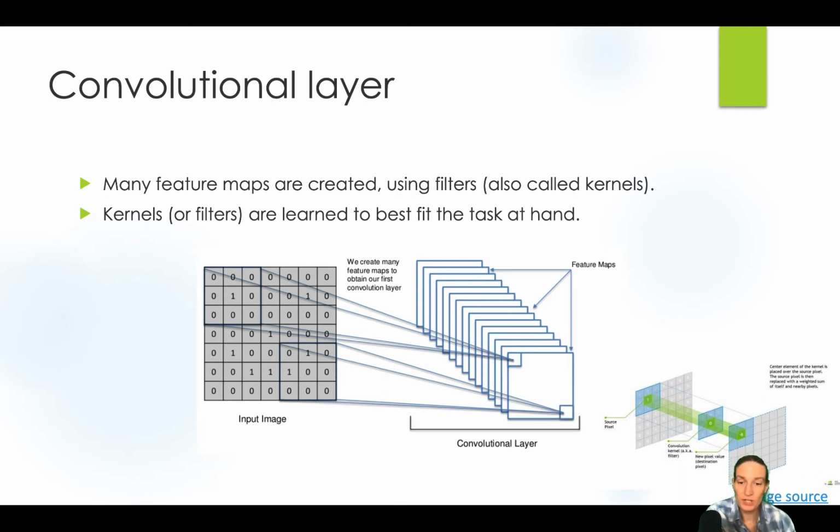Alright, so we start from a black and white image, just as an example. We take one channel here, and we go over a convolutional layer. So we'll have one input image, and we'll have many feature maps as output after one convolutional layer. The number of feature maps we have is equal to the number of filters that we have.